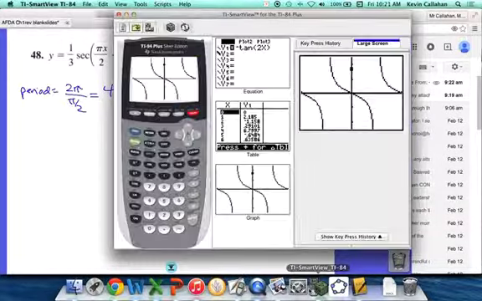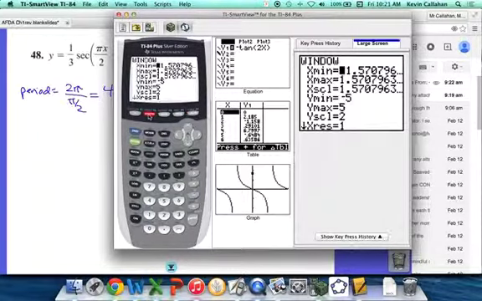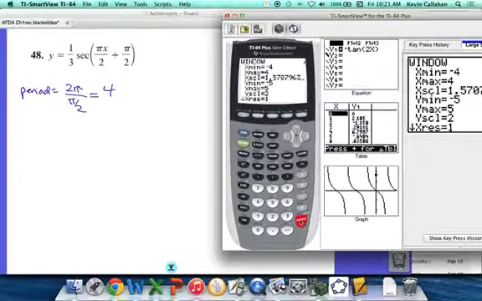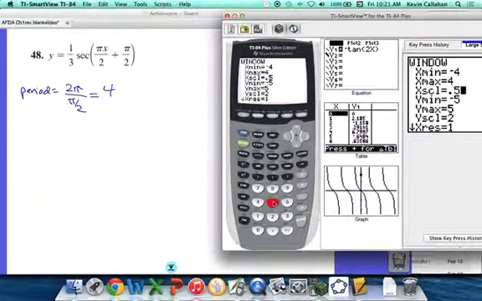Now, the rest of it. So let me go set the window. We're going to go from -4 to 4, and I'll make that a 0.5. And then I'm going to go from -5 to 5, just like we've already got it.